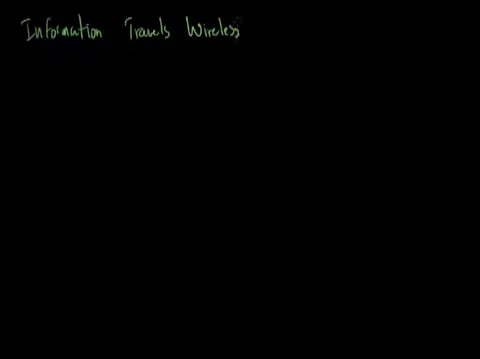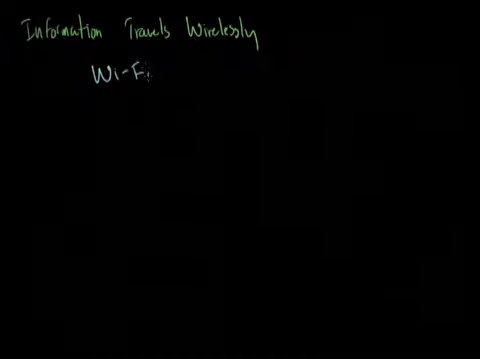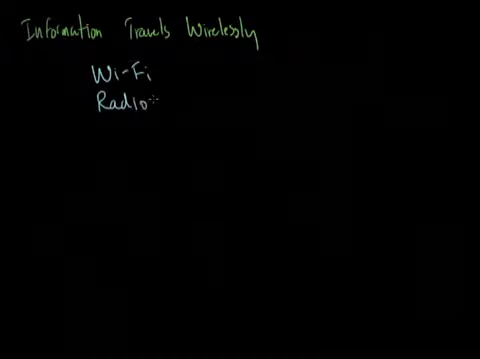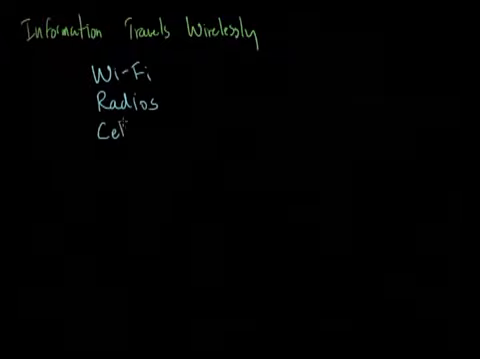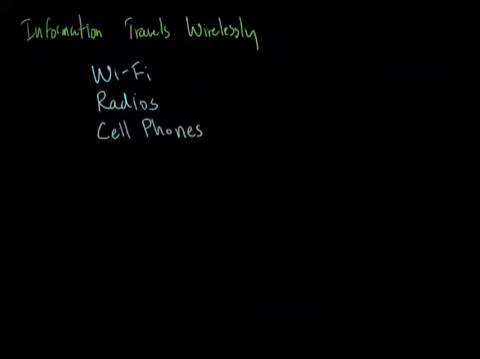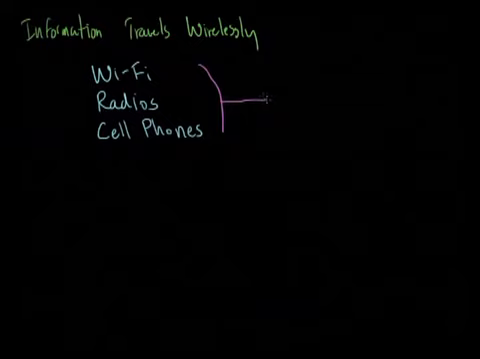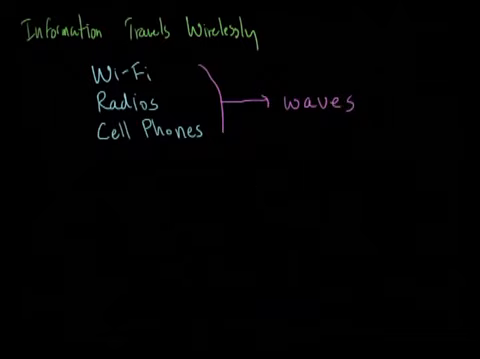Alright, so in this video we're going to understand how information travels wirelessly. And what I mean by this is that we're going to understand how devices like Wi-Fi, wireless internet, work, how things like radios, say in cars, work, and how things like cell phones, which definitely use wireless communication, work. And the reason that we can understand all these in one pretty short video is that they all use the same principle of communication, and they all use communication via waves.